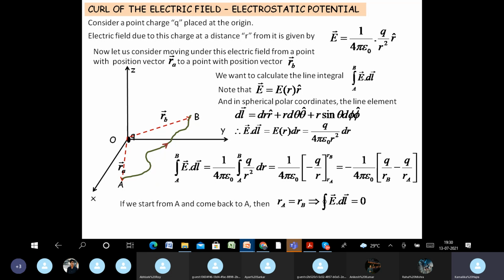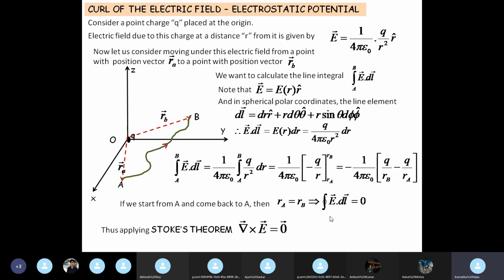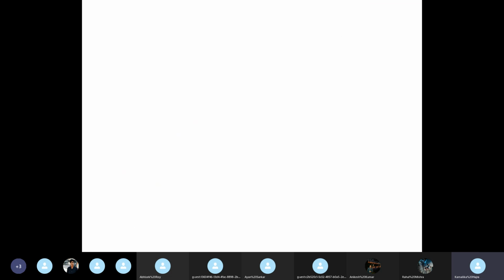So if we start from A, go to B and then come back to A, then we see that this is equal to 0, which indicates that if we apply Stokes' theorem, then curl of E is equal to 0. This is for your recapitulation. I've written down Stokes' theorem over here. So this shows us that the curl of the electric field is always 0.